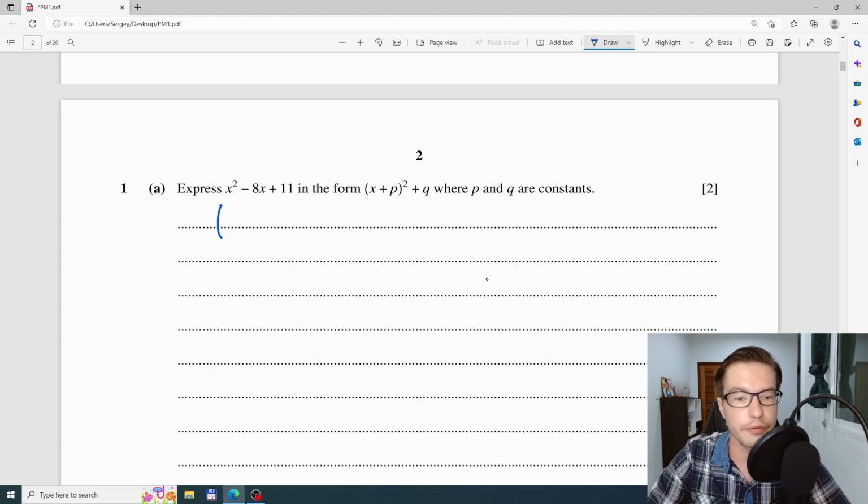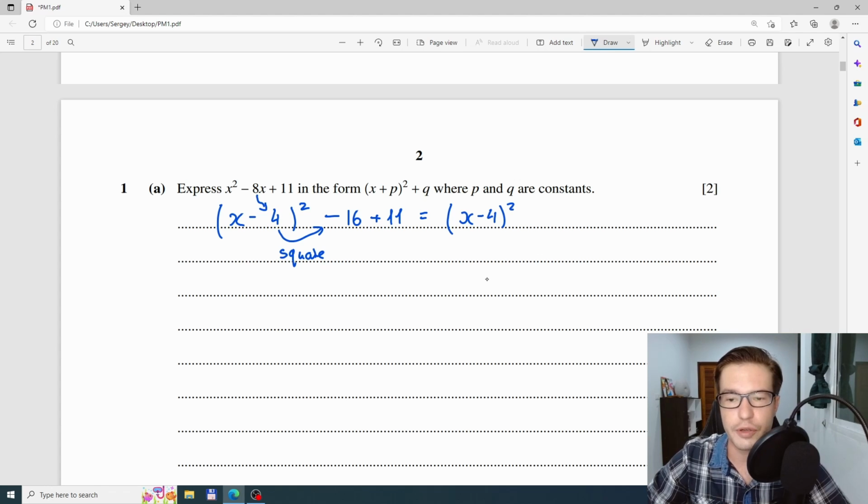We're going to write it in the form x plus some number squared, and that number should be half of what used to be next to x. So this is 4. Then next, I will have to subtract the square of that number, which is 16. Then don't forget to add 11, which used to be there previously. So all in all, we've got x minus 4 squared, then minus 16 plus 11 is going to be minus 5.